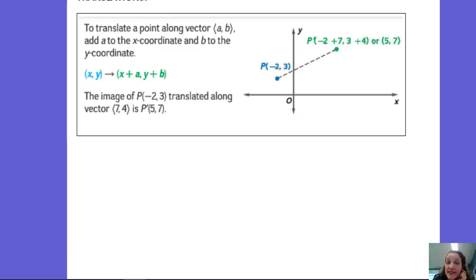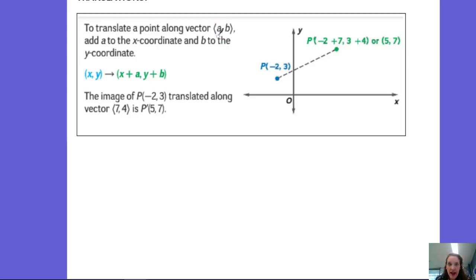Translating a point means you're moving it left and right, up and down. So you're like sliding it around your coordinate grid. The way that we communicate how we're going to translate a point is through a vector. A vector has these pointy brackets, so they're not round parentheses, they look like pointy little brackets.